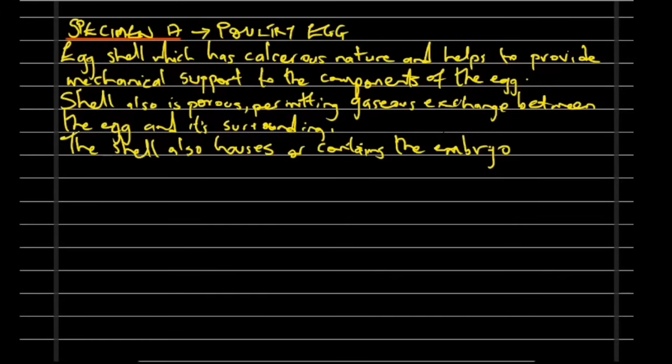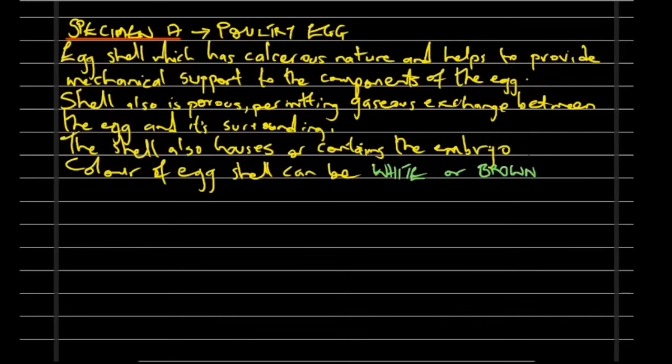Now, the shell of the egg can come in different colors. It could come in color of white, and it could also be in brown. The eggshell can come as white or as brown. Color of eggshell can be white or brown. Either of these two can be the color of the eggshell.